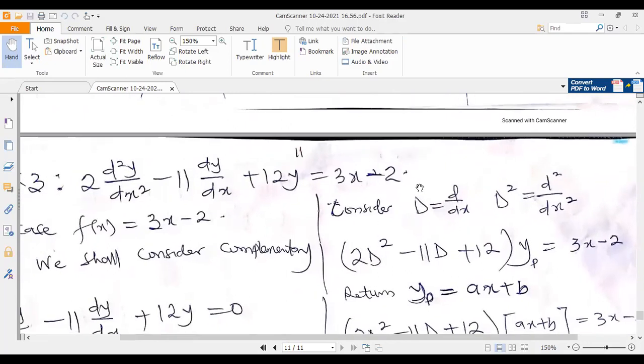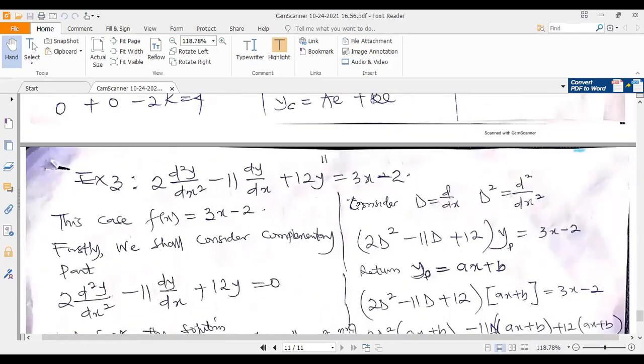Under the problem of f of x, the non-homogeneous part. In this case, the non-homogeneous part is a polynomial, and the polynomial is of order 1. So now look at this. In this case, my f of x is 3x minus 2. Now, firstly, we shall consider the complementary part. You know that the complementary part will let us know the kind of particular solution we should assume. So let's go back to the problem.